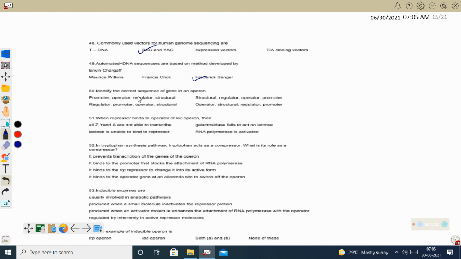Identify the correct sequence of genes in an operon. The correct sequence of genes in an operon we have studied. First it is promoter, then the regulator, then again promoter, then operator, then structural gene. One such option is not there, but we can say regulator, promoter, operator, structural gene is there. So this can be the correct option here.